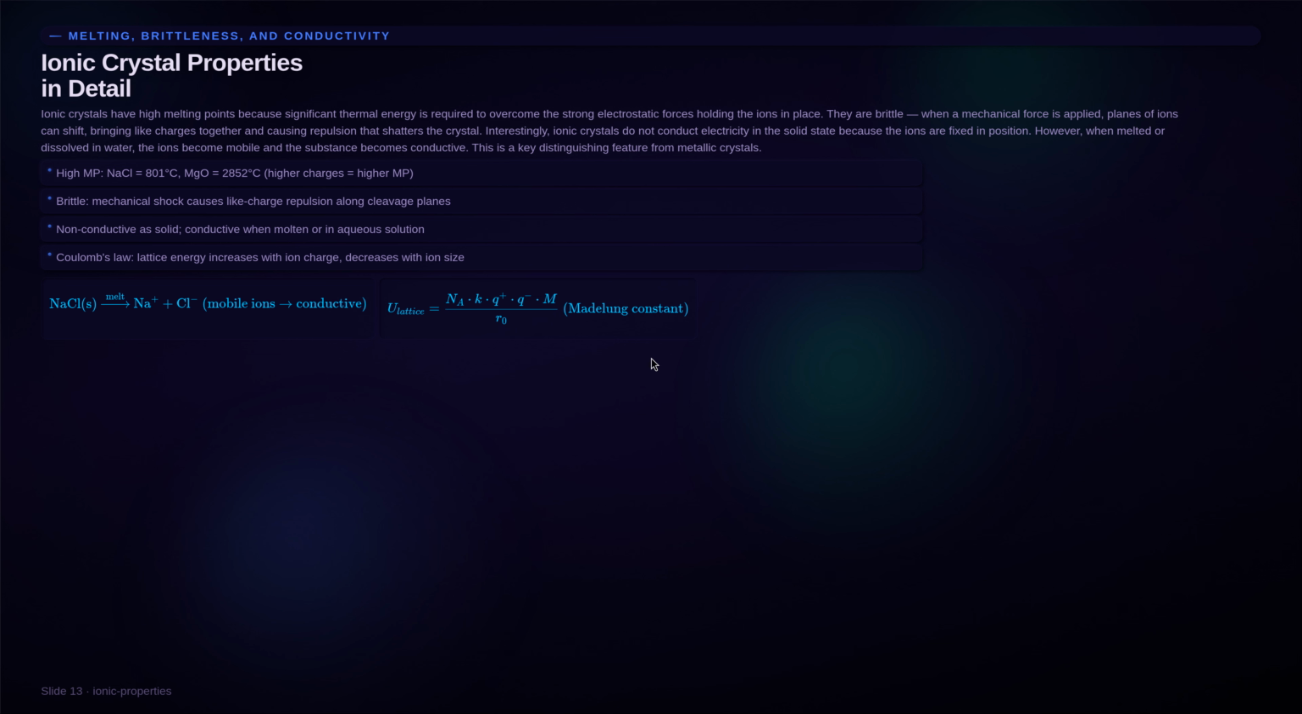Interestingly, ionic crystals do not conduct electricity in the solid state because the ions are fixed in position. However, when melted or dissolved in water, the ions become mobile and conductive.